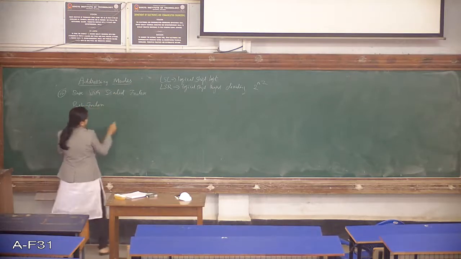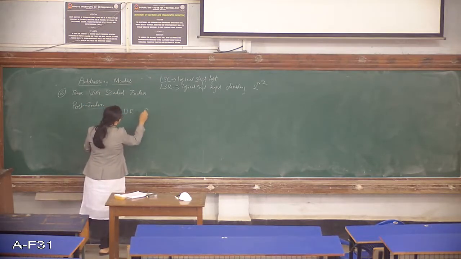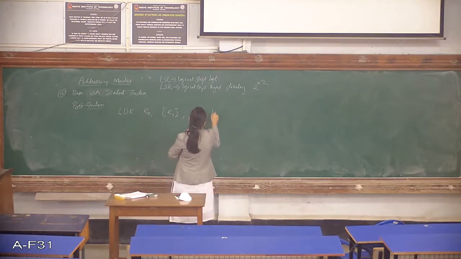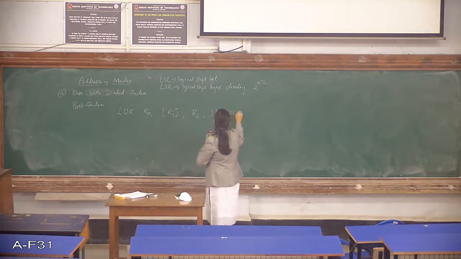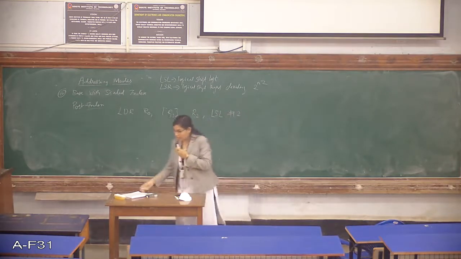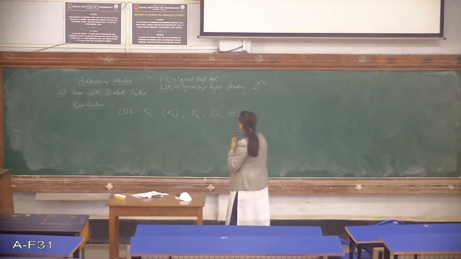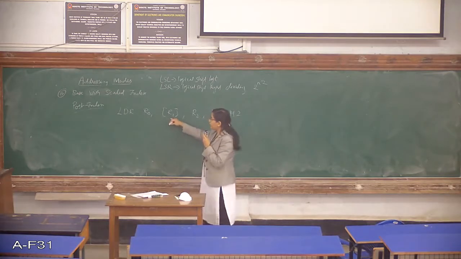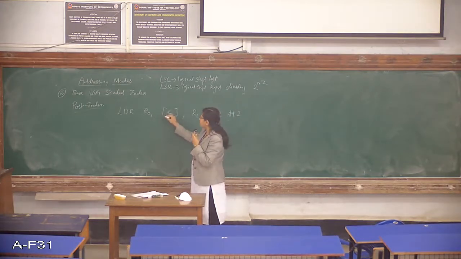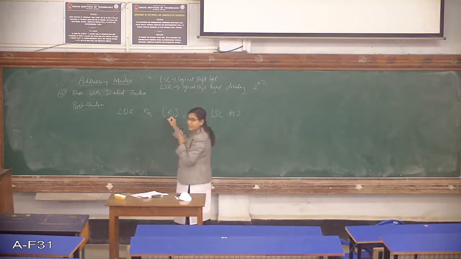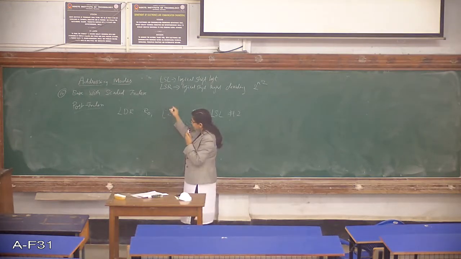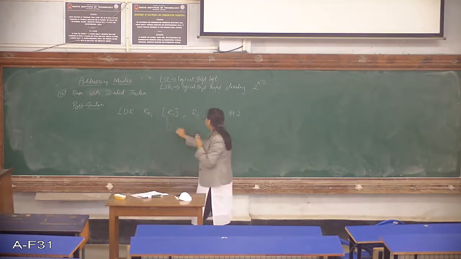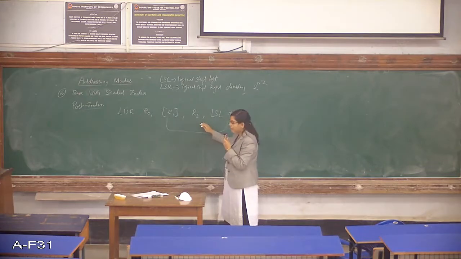For post-index, we write it as LDR R0, [R1], R2, LSL hash 2. So this is the post-index addressing. What is happening here? First, in R1 you have a value. Since it is in a square bracket, this gives you the memory address. From this memory address, whatever data is there will be loaded into register R0, and then you find the next address of the base address.